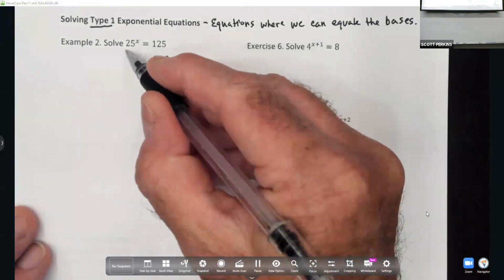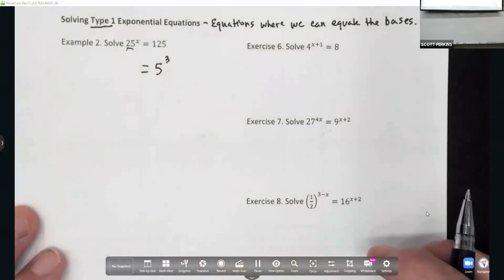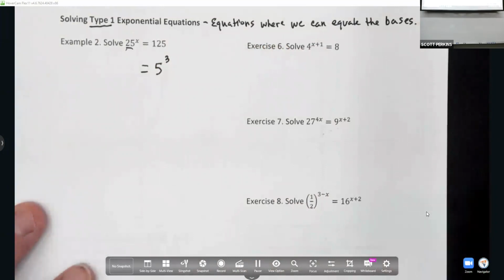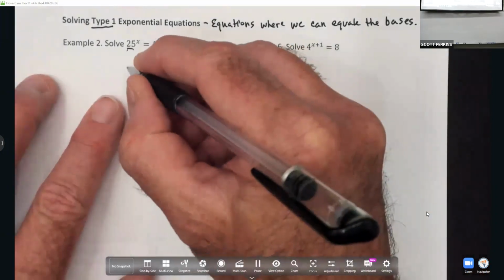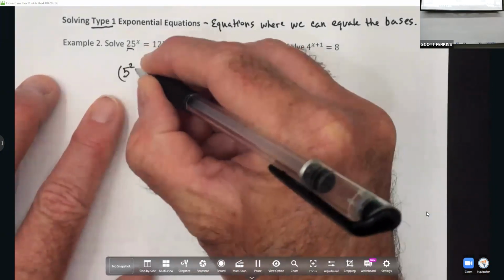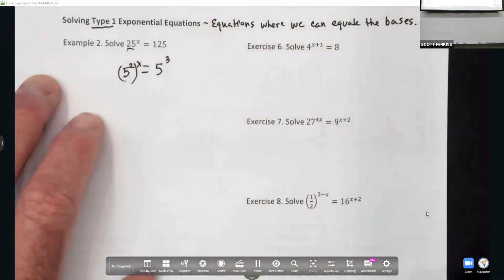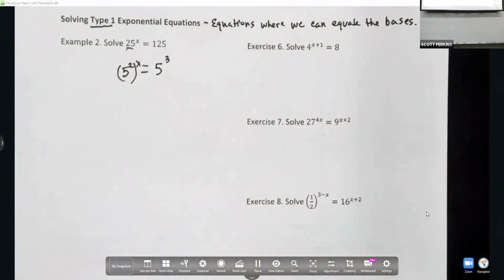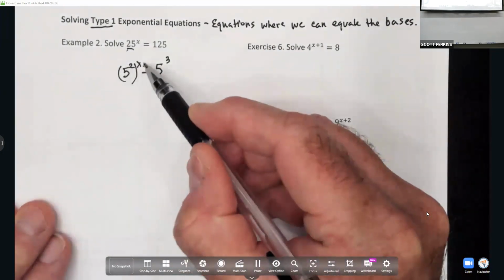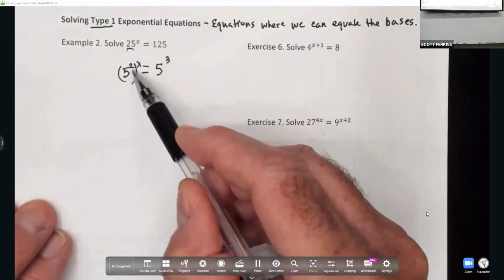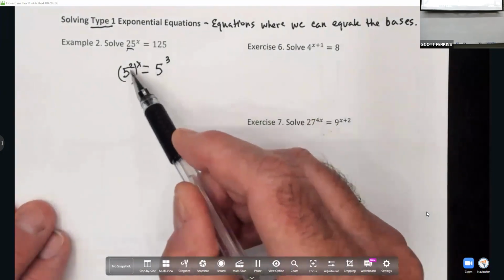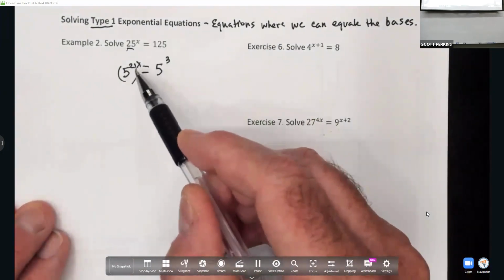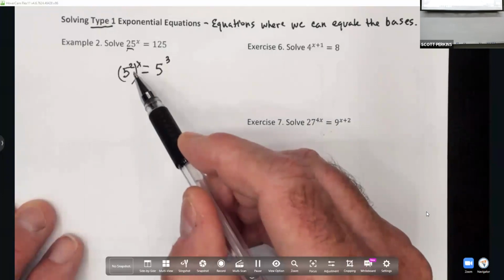On the other side, the 25 can be written as 5 to what power? Squared, 2. So here's what I'm going to do. I've got 5 to the 2nd, and then that's being raised to the x power. Now, by the power rule, since I have 5 to the 2nd raised to the x power, when I have a power raised directly to another power, what do I do with these two exponents? I multiply them. Don't add them.